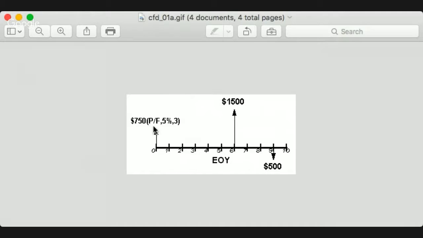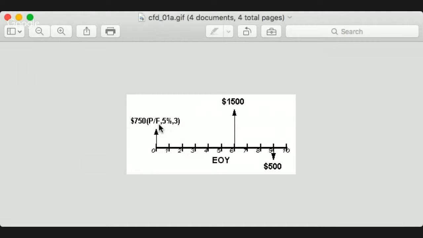Here's the factor P given F, comma, 5%, comma 3. What does this mean? Let's start from the right-hand side and go across. 3 is 3 years. That is, we moved $750 3 years: 1, 2, 3. 5%, that's pretty easy. That's the interest rate we use on this problem. So we are moving the $750 at 5% per year. So this is a per period interest rate that we place in this argument, if you will.